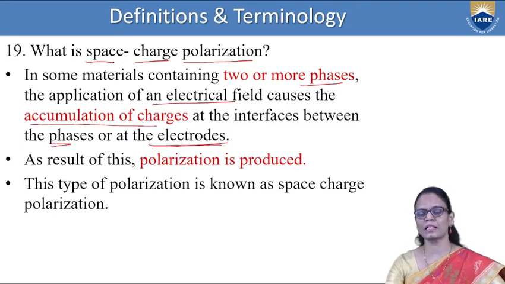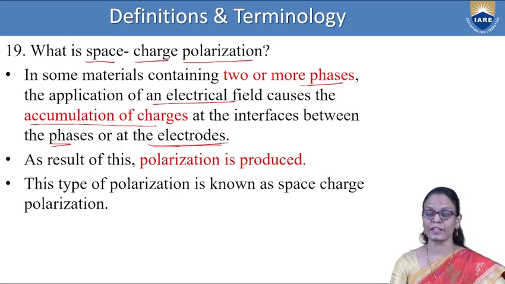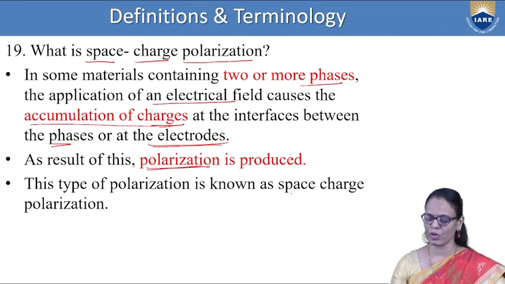So, imagine we have taken a material having two phases, and an electric field is applied. Then there will be accumulation of charges at the interface of the phases. Because of that, there is polarization. And this type of polarization, we call space charge polarization.